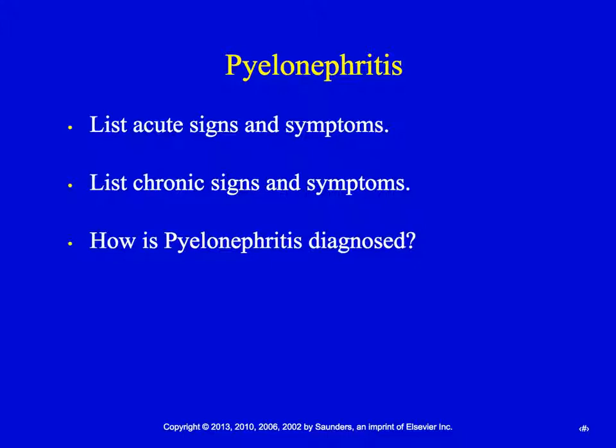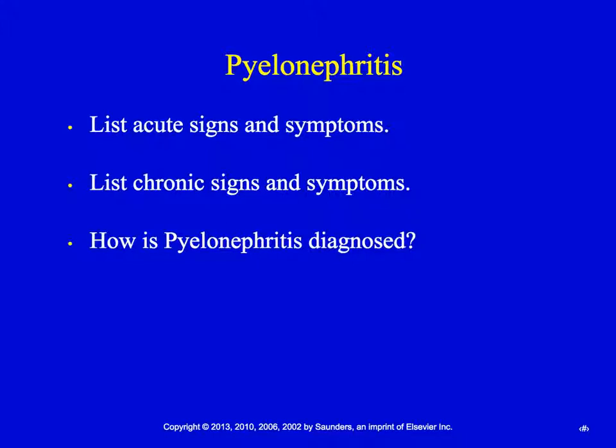So it could be electrolyte imbalances. It could be some sodium imbalance, because all of those things are excreted in the kidneys. So the people with the chronic signs are going to have more signs related to kidney dysfunction. The acute people are going to have more infection signs and symptoms.